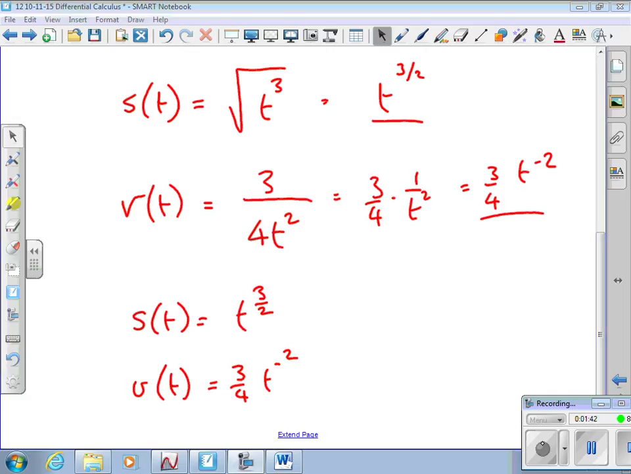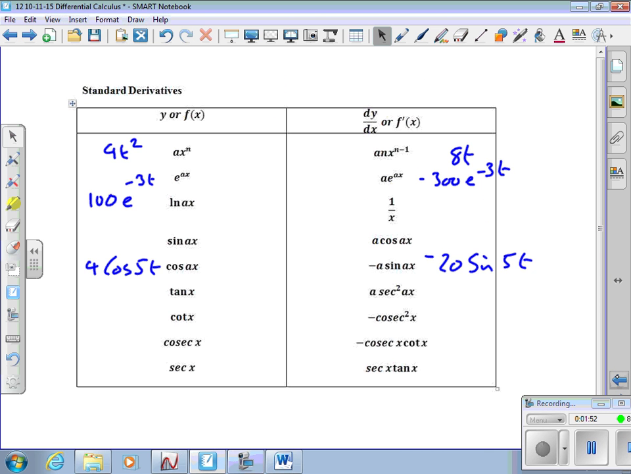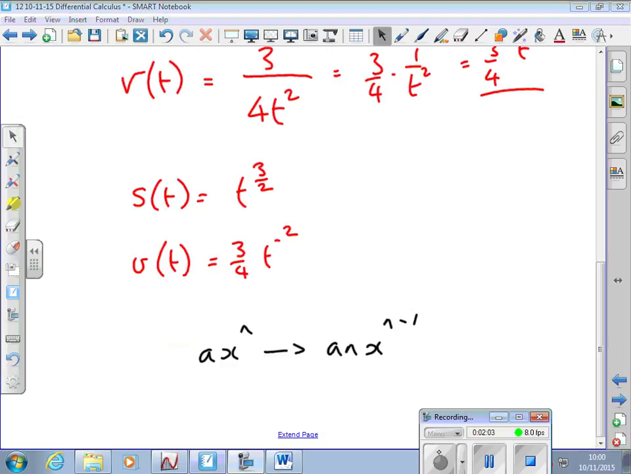So now I've rewritten my two functions in power form, I can apply the rule. And the rule I'm going to apply is the top one, this one here. a x to the n. n is the power, a is the number in front. So with this rule in mind, that's the rule.